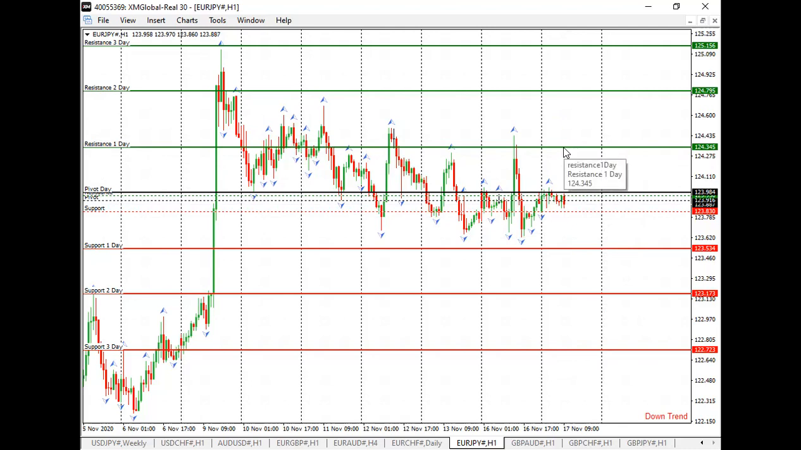I just want us to observe how this pair moves. We have already secured our entry. We have our stop loss. We have our take profit levels. At this particular moment, we just have to be patient and wait on it.